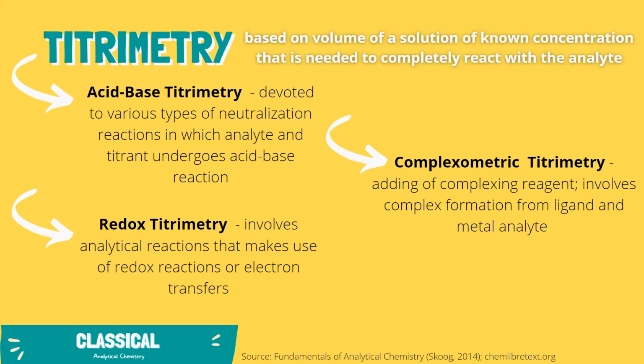So as you can observe, yung difference lang nila is in the type of reaction involved, no? So when we say acid-base titrimetry, from the word acid-base, it is devoted to various types of neutralization reaction in which the analyte and the titrant undergo acid-base reaction. Pag sinabi naman natin complexometric titrimetry, it involves adding of complexing reagent, involves the formation of a complex from ligand in the metal analyte. When we say redox titrimetry naman, it involves analytical reactions that make use of redox reactions or electron transfers.